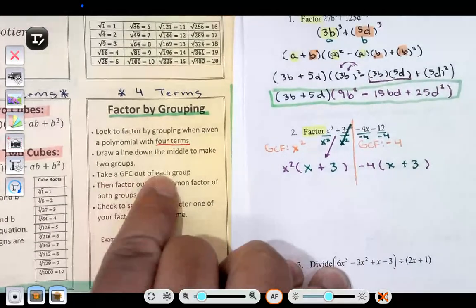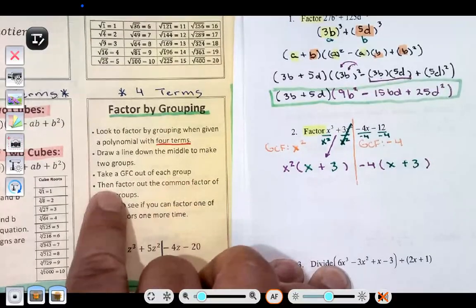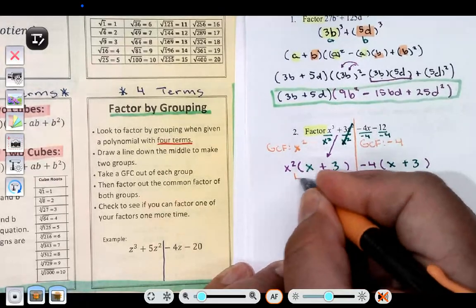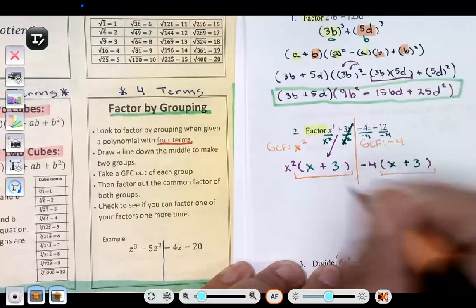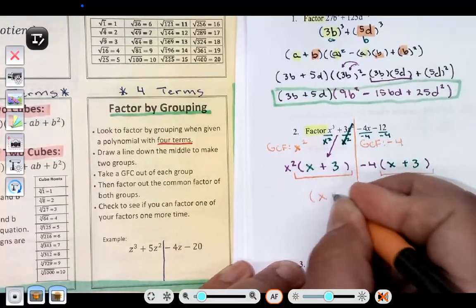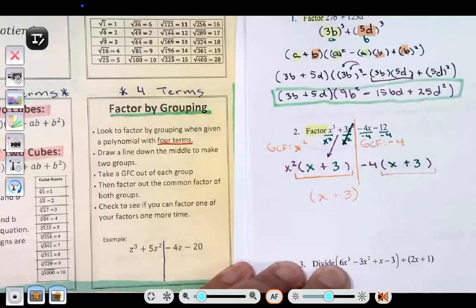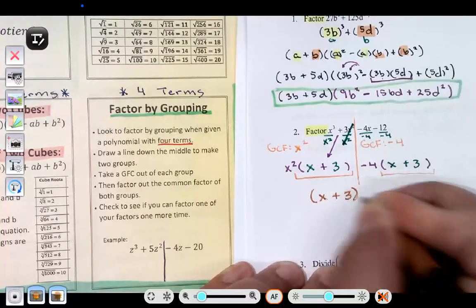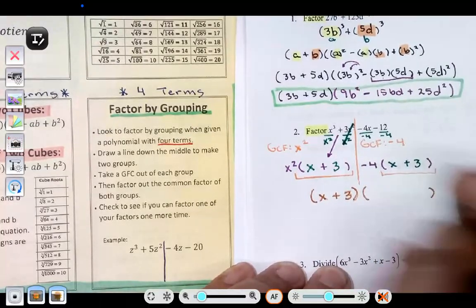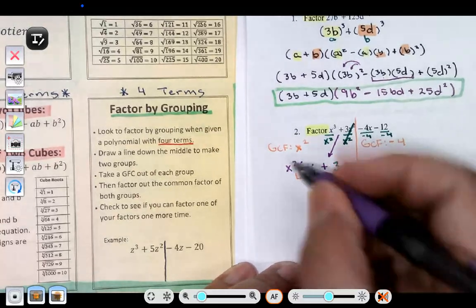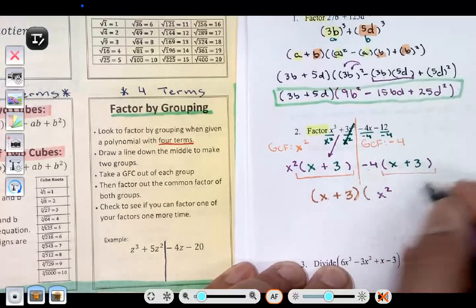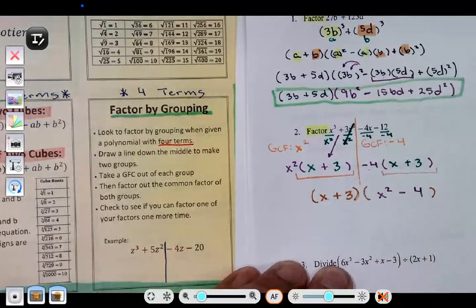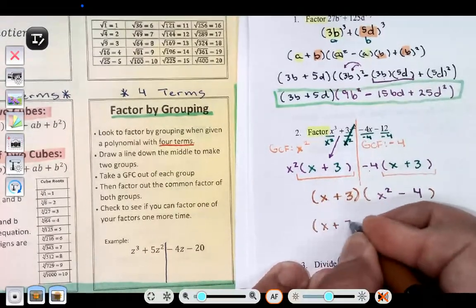All right, so there. I took out the GCF of each group, and now I'm going to factor out the common factor for both of these. Well, the only thing that both of these have in common is this parentheses. So I'm going to write that parentheses here, x plus 3. So there's the x plus 3. And in my other parentheses, well, I'm going to write down whatever's left. The only thing left that I didn't underline was the x squared and the minus 4. Now, when we still have a power 2, we might need to take it further. So we have the x plus 3.